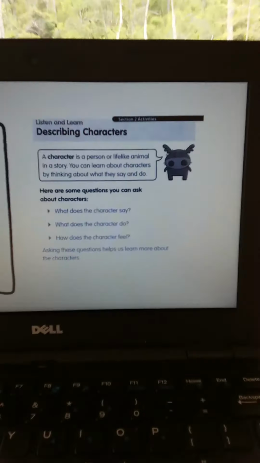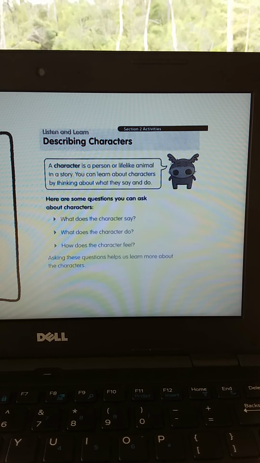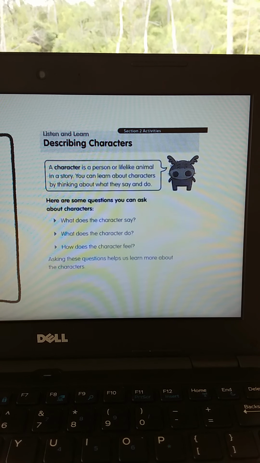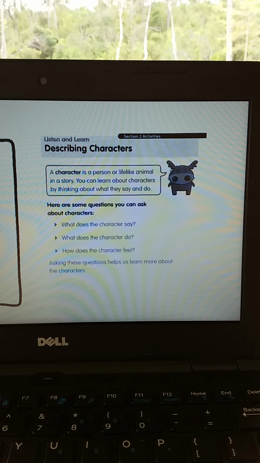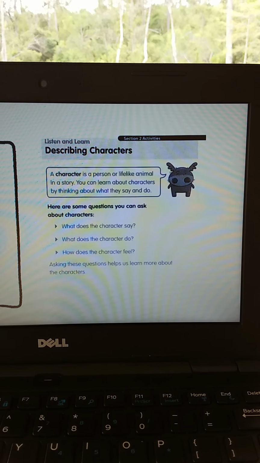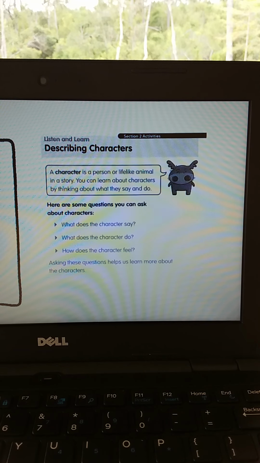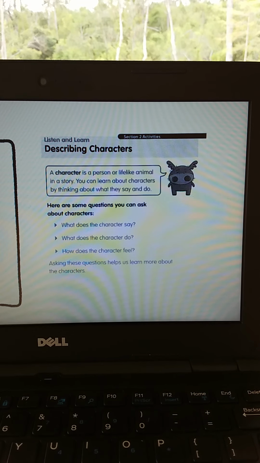Now, on the next page, it says describing characters. A character is a person or lifelike animal in a story. You can learn about characters by thinking about what they say and do. Now, in a nonfiction story, you do not have characters because that story is giving you facts and information. If you do have a character, then it's a character that's giving you facts and information.